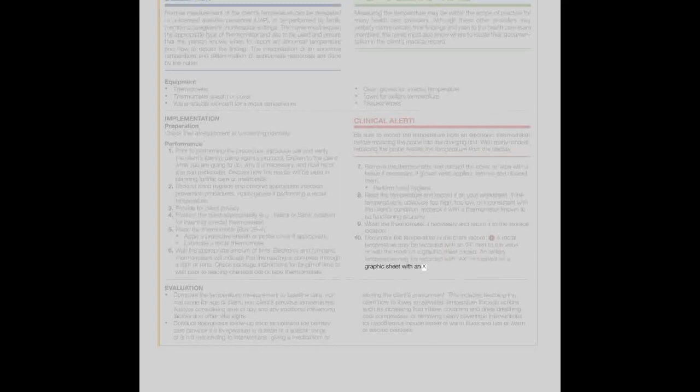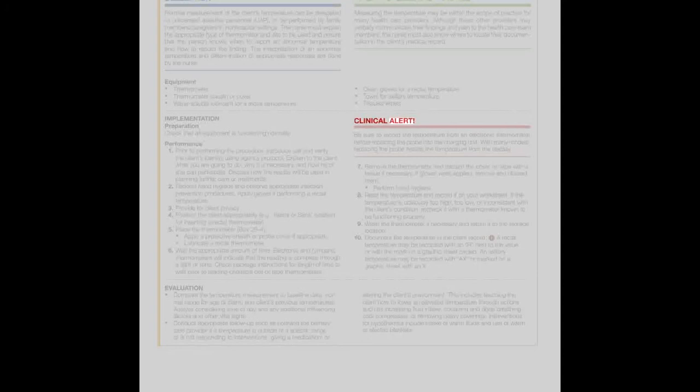Altering the client's environment. This includes teaching the client how to lower an elevated temperature through actions such as increasing fluid intake, coughing and deep breathing, cool compresses, or removing heavy coverings. Interventions for hypothermia include intake of warm fluids and use of warm or electric blankets.